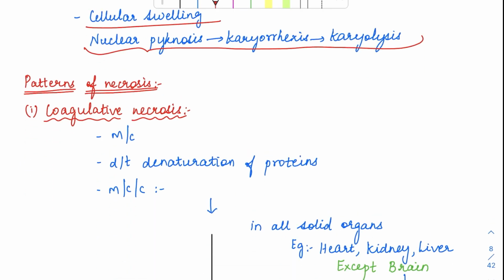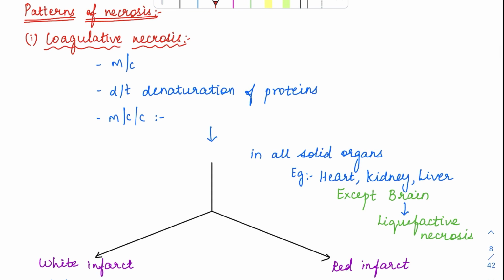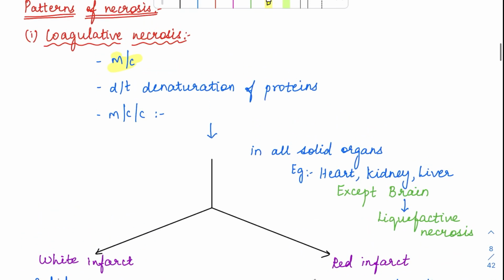So what are the various forms or patterns of necrosis? We'll start with coagulative necrosis first. Coagulative necrosis is the most common type of necrosis, and it is going to result from the denaturation of the cellular proteins. So when the cellular proteins denature, it can result in coagulative necrosis. What is the most common cause of this coagulative necrosis? It is going to be ischemia.